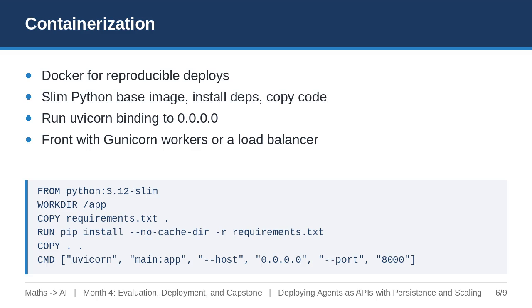Package the service in Docker for reproducible deploys. Start from a slim Python base, install dependencies, copy your code, and run Uvicorn bound to all interfaces. In production, you typically run multiple worker processes or multiple containers behind a load balancer to use all CPU cores and add redundancy.